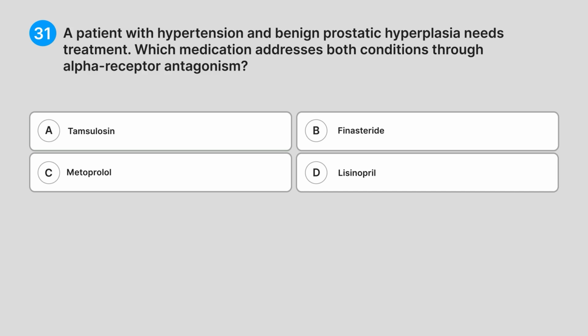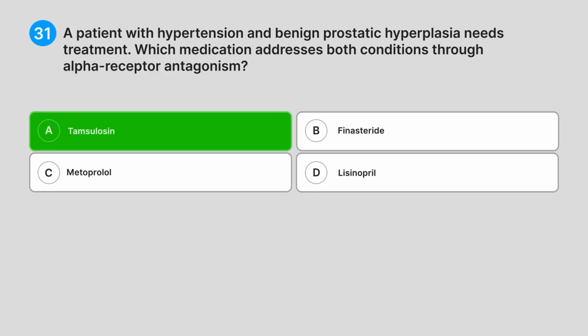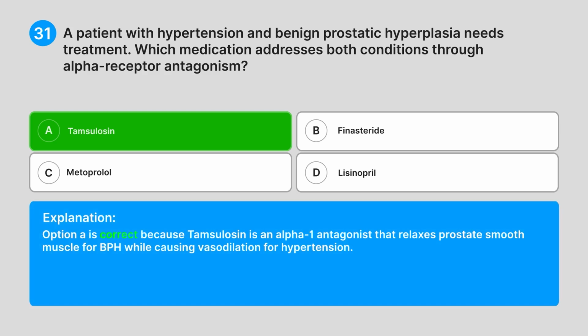Correct answer, A. Tamsulosin. Explanation: option A is correct because tamsulosin is an alpha-1 antagonist that relaxes prostate smooth muscle for BPH while causing vasodilation for hypertension.